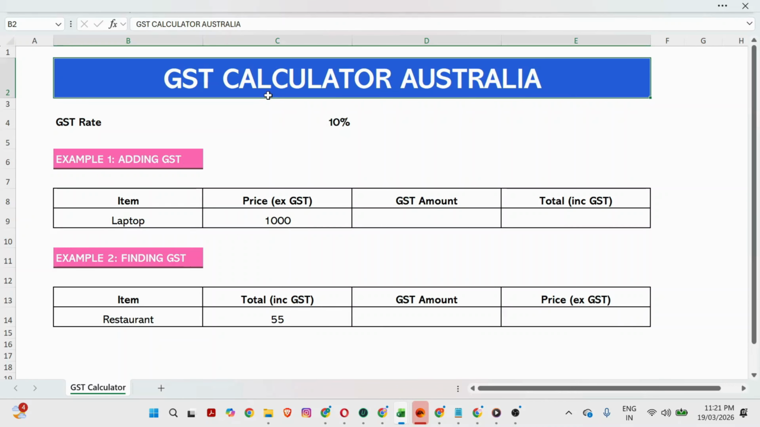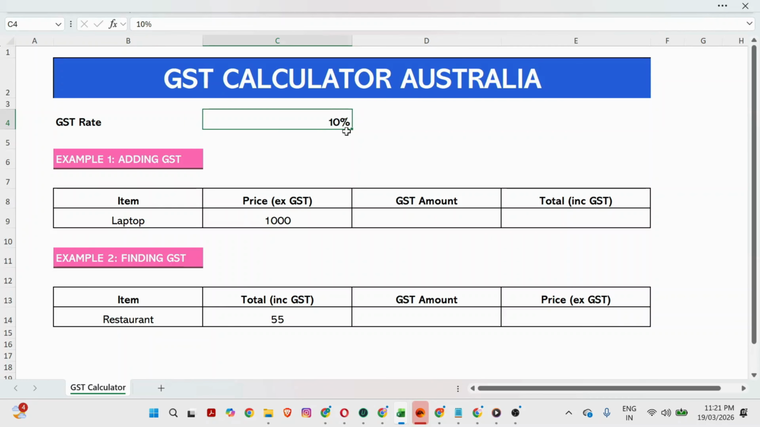Hi, everyone. If you live in Australia or run a business here, you need to understand GST, Goods and Services Tax. It's a 10% tax on most goods and services. Today, I'll show you two quick ways to calculate it using Excel.